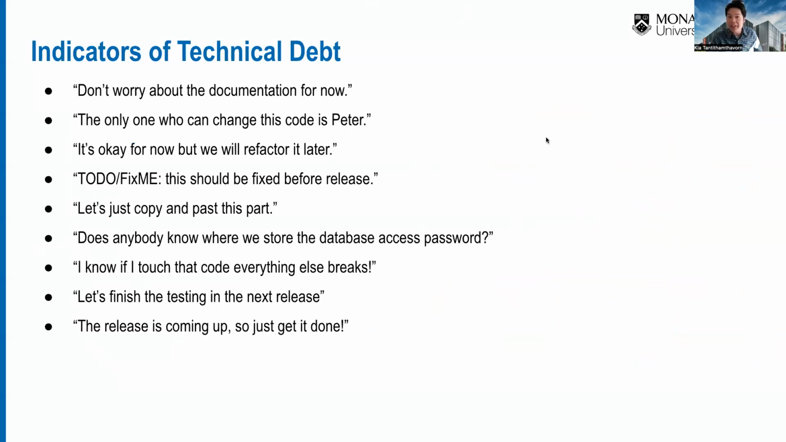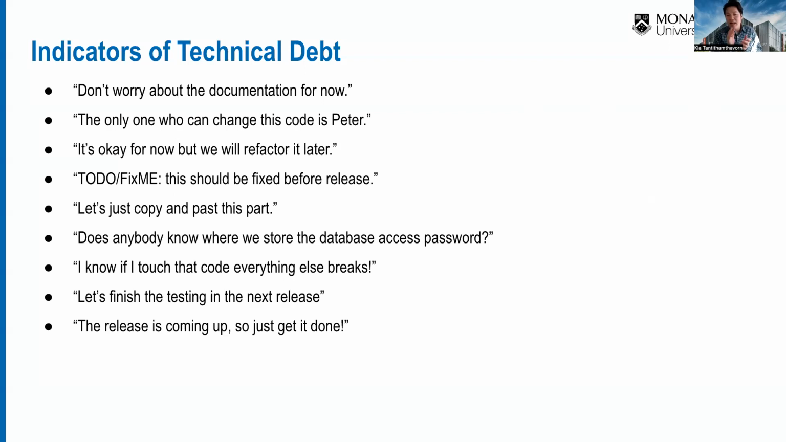So this is a sign of technical debt, and there are some indicators as well. Let's say you have a discussion with your peers, okay? And then managers tell you, don't worry about the documentation for now, let's try to get something working as soon as possible. That's another indicator of technical debt. Or the only one who can change this code is Peter. That means this piece of code heavily relies on Peter. Without Peter, no one can fix it. That's a sign of technical debt as well.